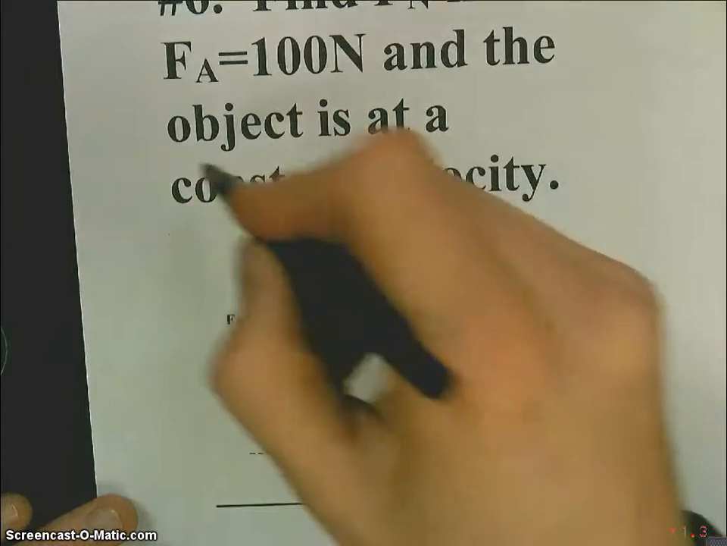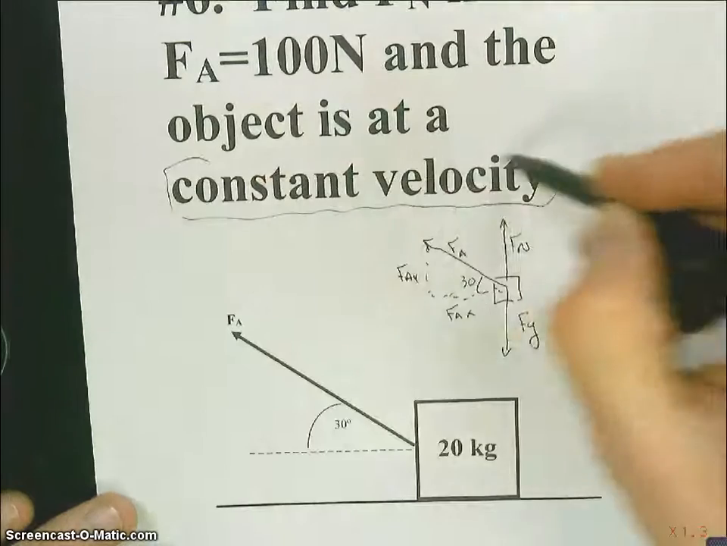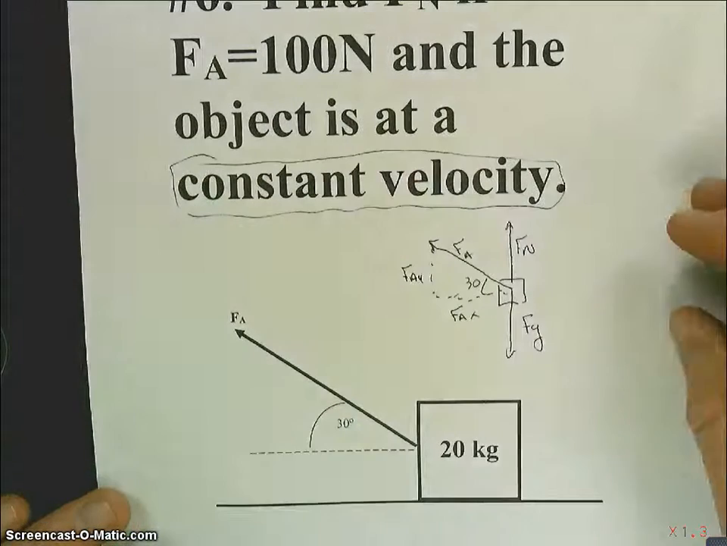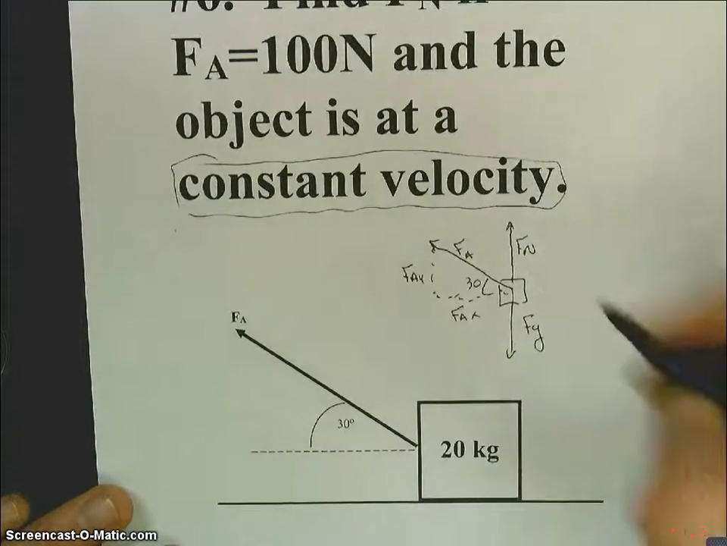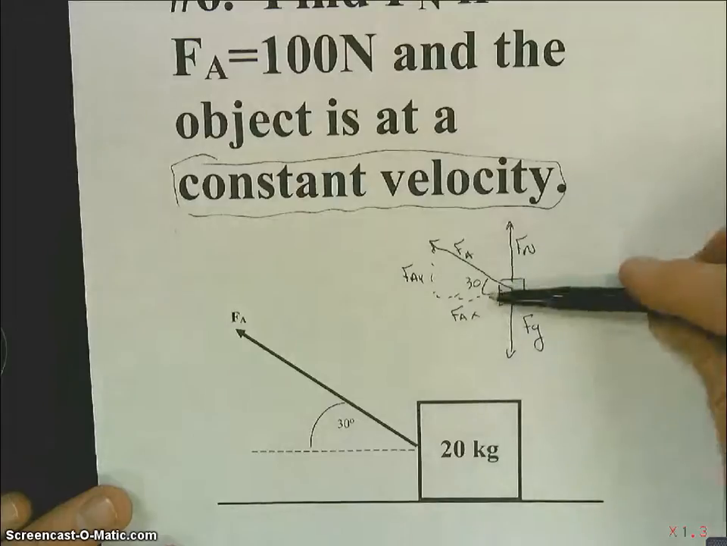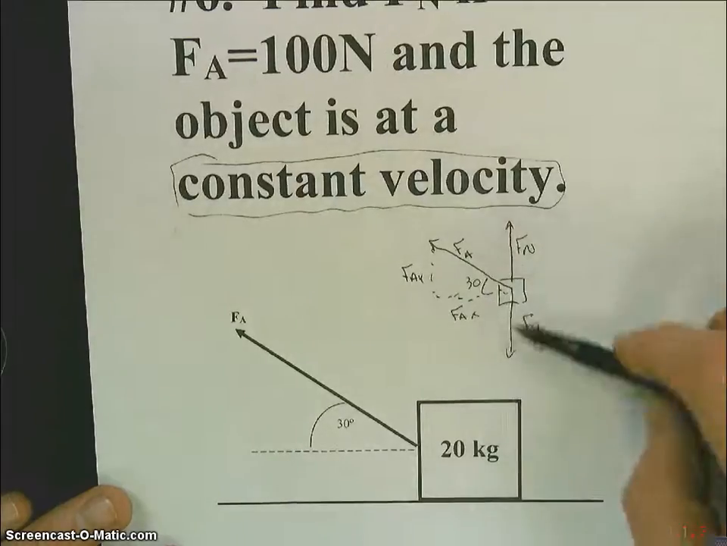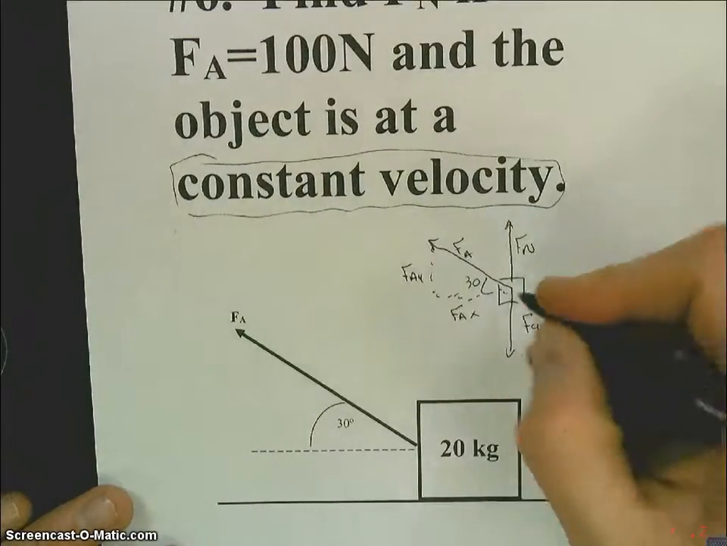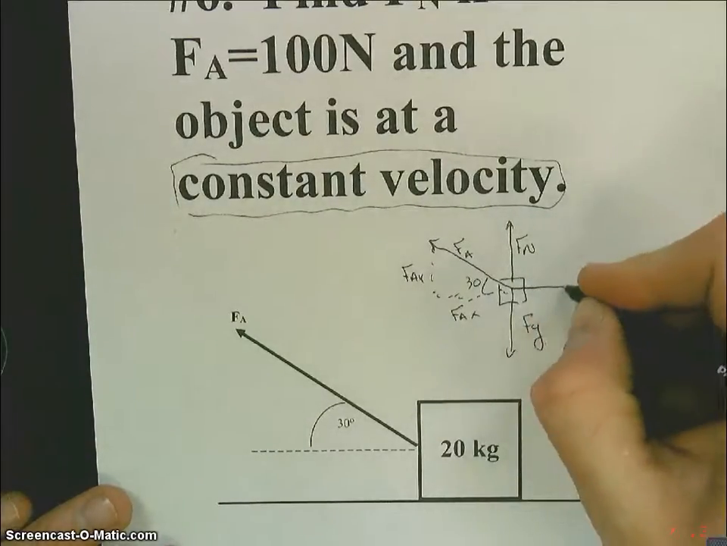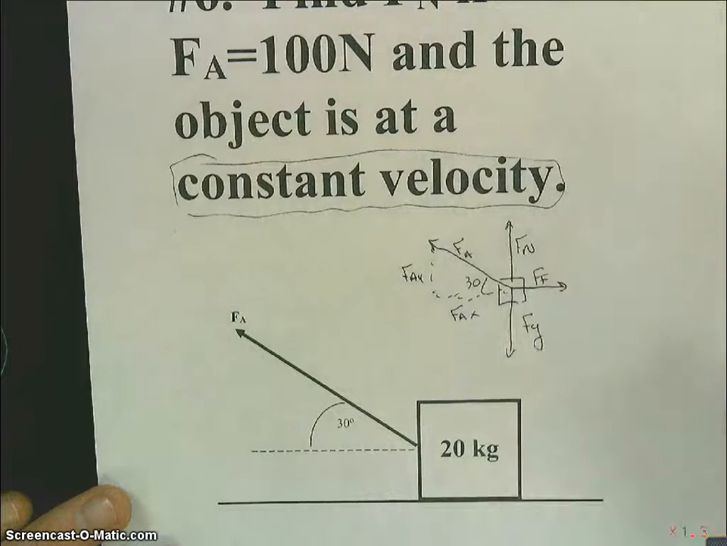And then lastly, we're told this. And the fact that we're told that means that there has to be friction acting against it. Again, we're pulling in the x. These are all going to balance each other out. Since we're at a constant velocity, we know that friction is acting here.